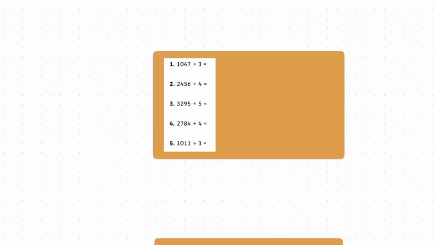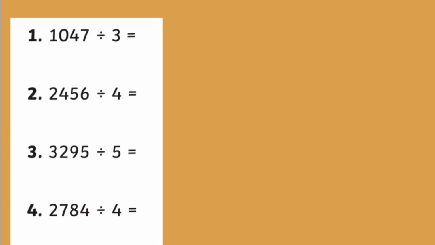Let's move on to the next questions. So let's give them a go. And they're not written out in the bus stop method, but we can add that into the bus stop method to help you. So let's do that now. So let's draw our bus stop. We put our 3 on the outside and we put our 4-digit number, our first number, on the inside.